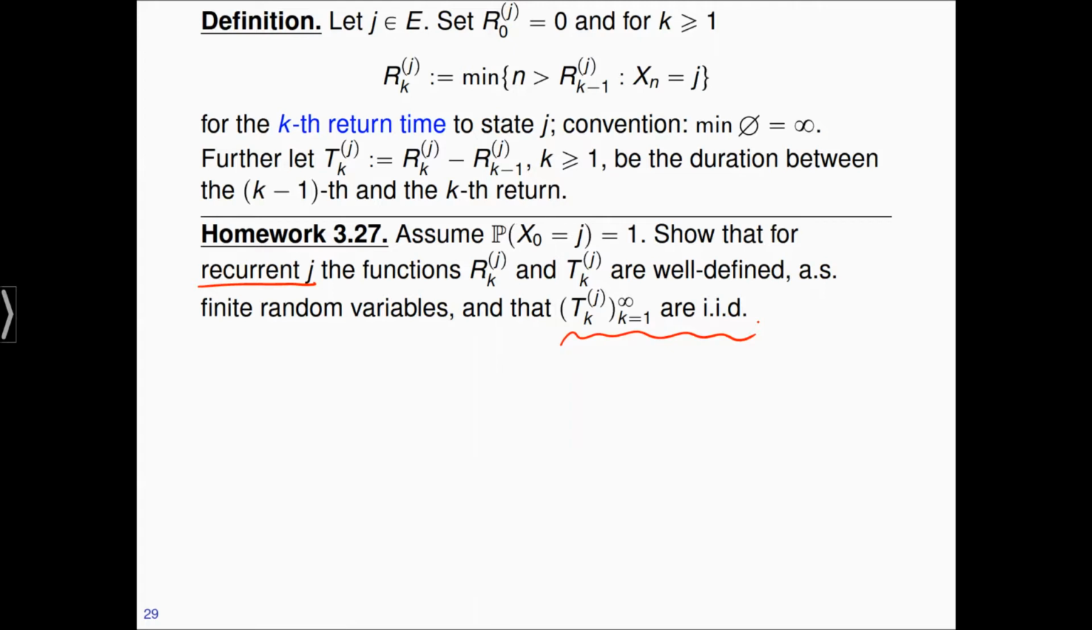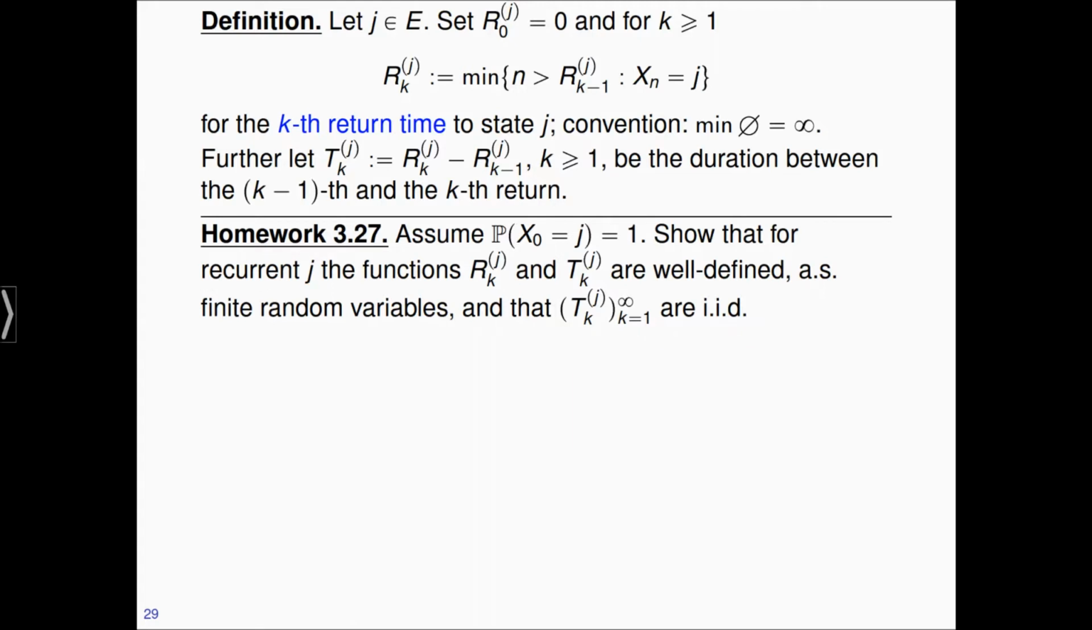So that's quite an important fact, and it justifies this heuristics that I've been talking about in the last section, that you start from J, you make an excursion, and then you basically start afresh from J. And here the Tk are the lengths of the excursions, and as you see, what you should show is that they are independent and identically distributed. So you return to J, and then you forget everything that you have done so far with your Markov chain, and you start a new excursion which has the same distribution as the excursion before.